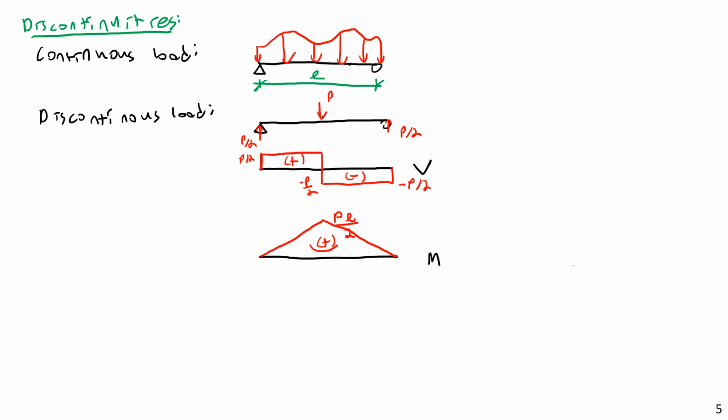But here, there is a sudden jump in the load. Here, there's 0 load, 0 load, 0 load, suddenly a whole bunch of load P, then 0 load, 0 load, all the way to the end. This represents a discontinuity. And so, whenever you have discontinuities in your load, you're going to have discontinuities in your shear function, and then discontinuities, or more often breaks in differentiability, in your moment function.